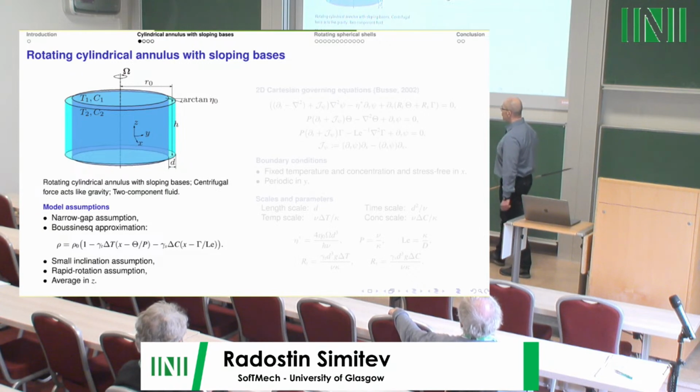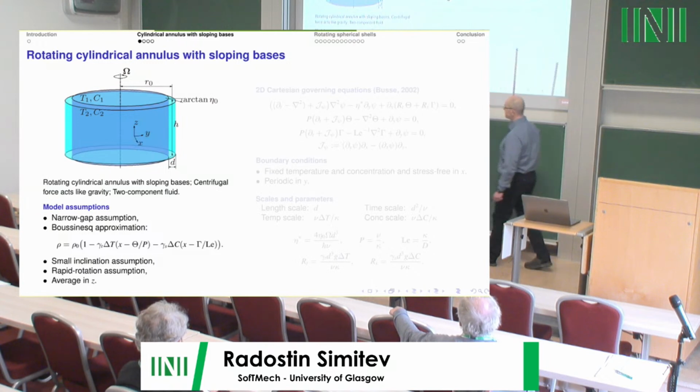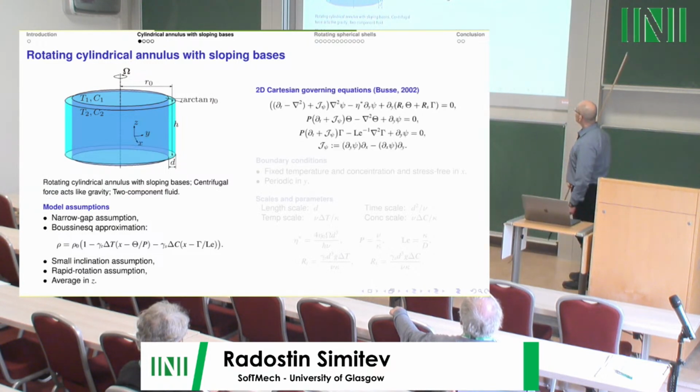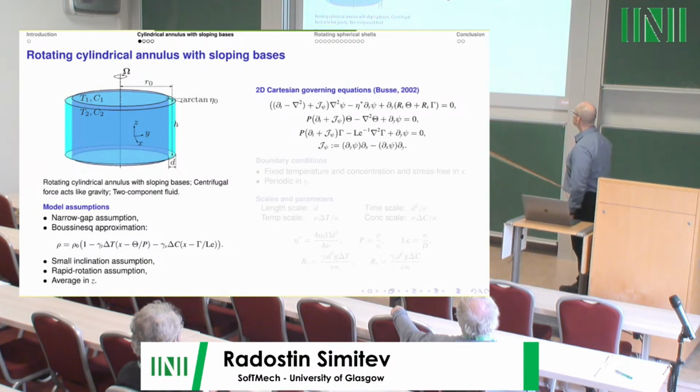To simplify the model further, we make the narrow gap assumption. We assume that this gap here is sufficiently narrow. We use the Boussinesq approximation. Density is constant everywhere except in the centrifugal force, where it depends on temperature perturbations and concentration perturbations. We assume small inclinations at the sloping boundaries and rapid rotation, and we average the equations in the z direction. So when we do all of that, we come up with a set of three equations.